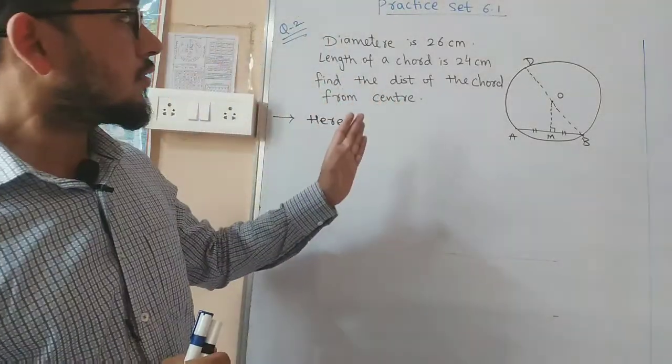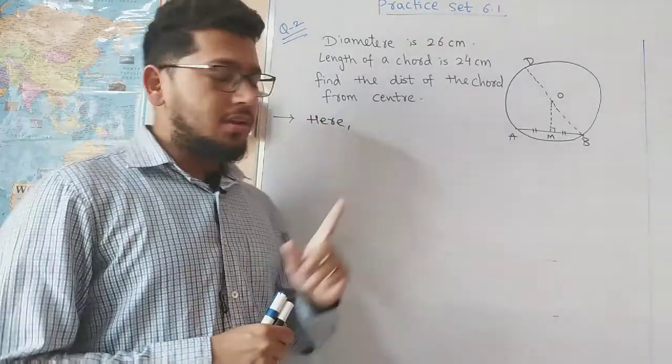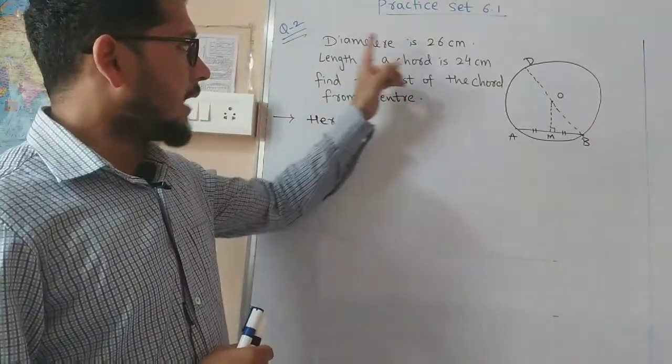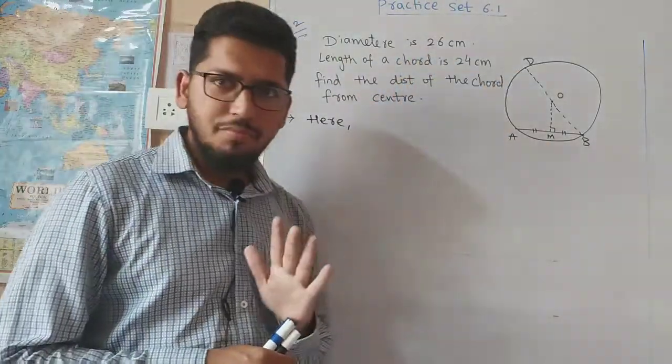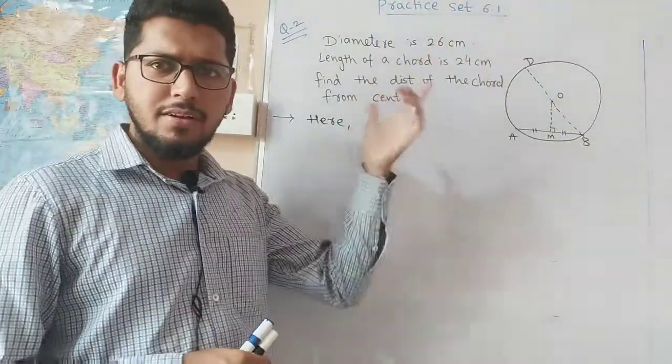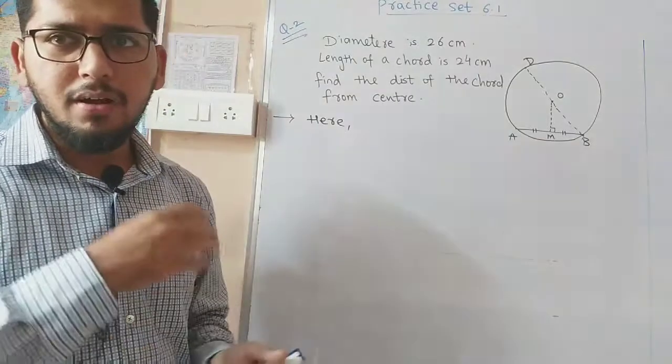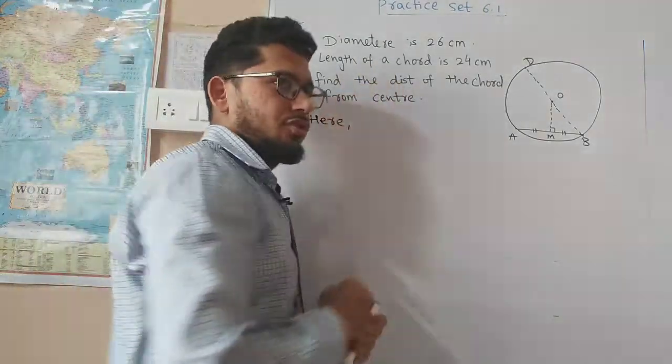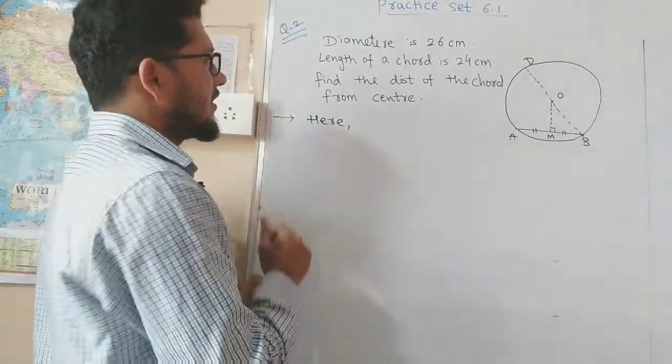Now this is question number 2 from the circle. Here in the question it is given that the diameter of a circle is 26. The diagram is not there in the question, only the question is there in word form. We have to make a diagram using this question. First we'll read the question.